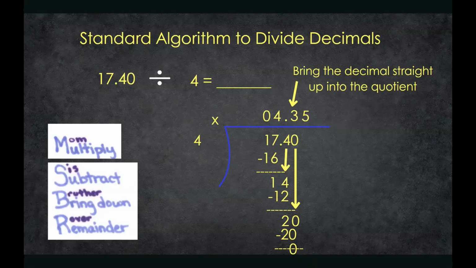So 17 and 40 hundredths divided by 4 is 4 and 35 hundredths. So when the decimal is in the total, it's fairly easy. We divide like normal, and we just bring our decimal point up to the top.